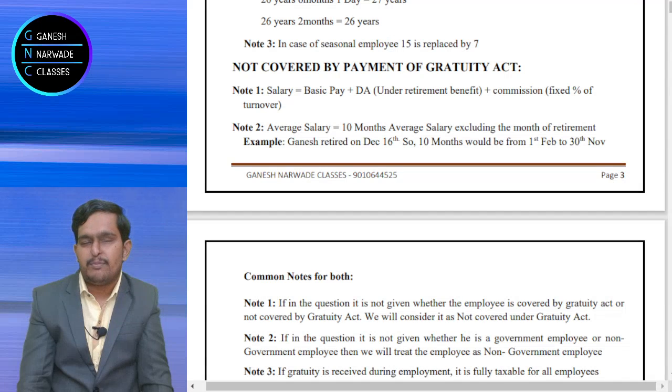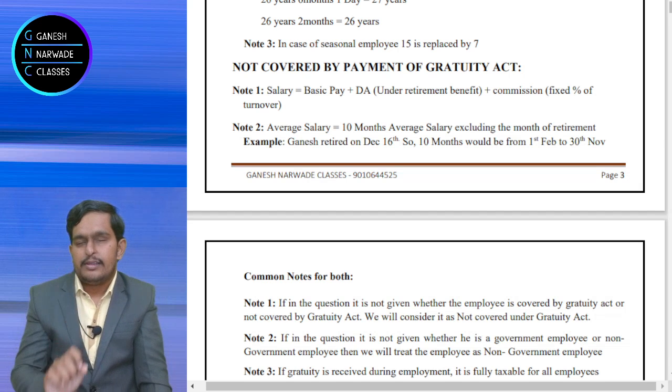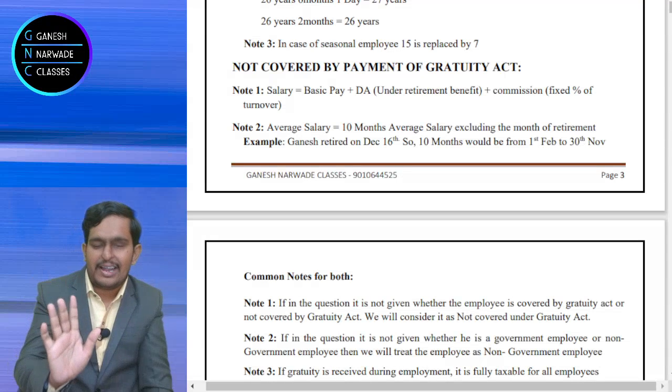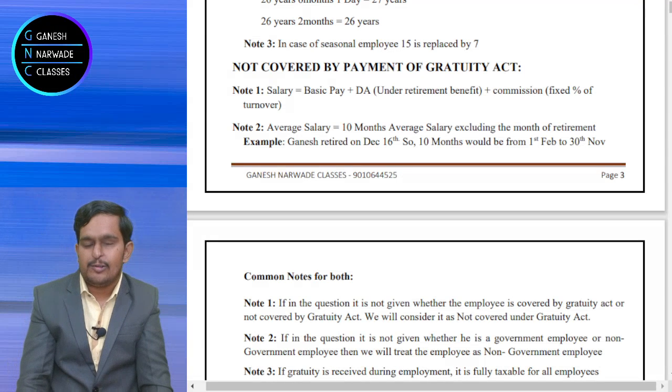So what is the third point if you are not covered by the Gratuity Act? Average monthly salary into 1 by 2 into completed years of service, fraction ignored. This way you should do. I did a detailed analysis for you so that you will not make any mistakes.